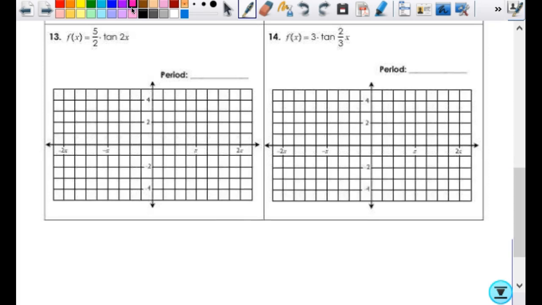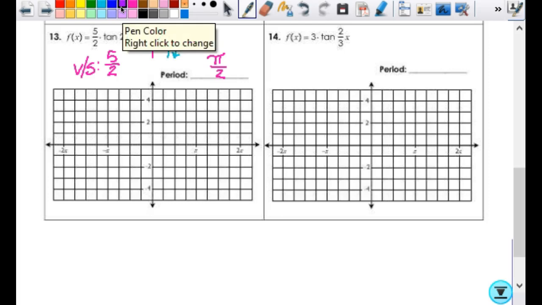What is the period on 13? Pi divided by this, which is pi halves, right? We don't have an amplitude, but I have a vertical stretch of 5/2, right? And there's no reflection here. Draw my little parent function. And then start with 0, 0, because there's no translations. That's this point. The end of the period is at pi halves. That's right there.